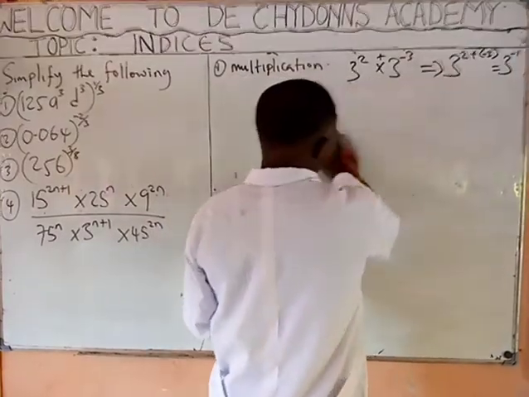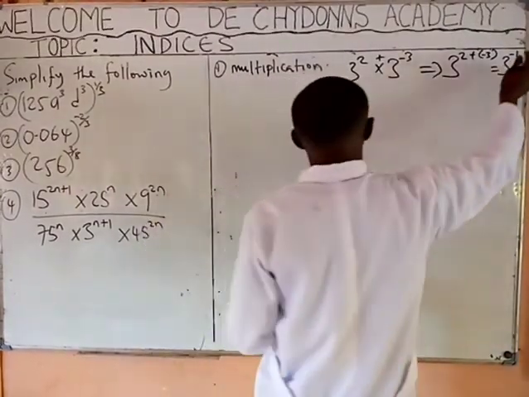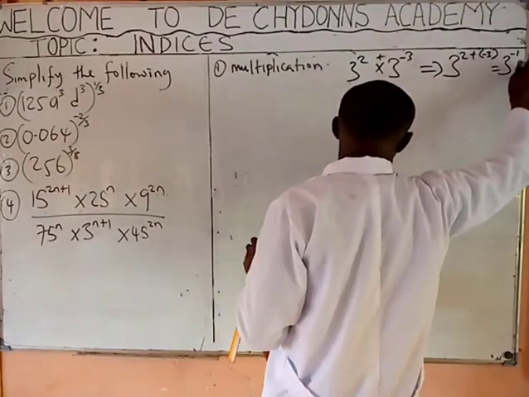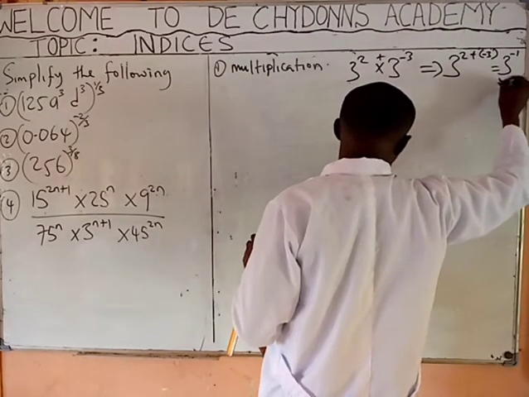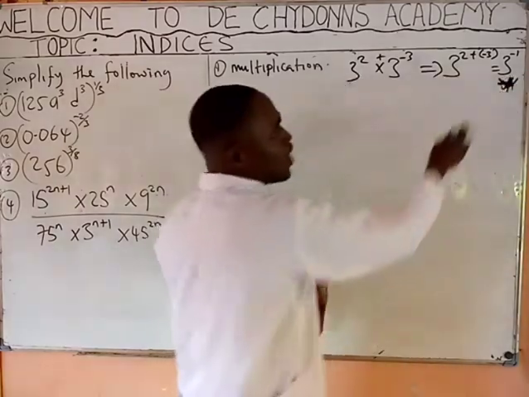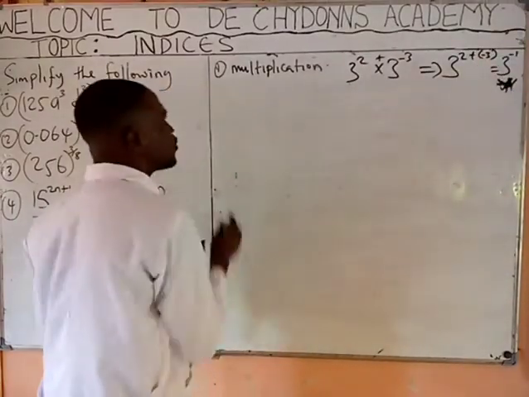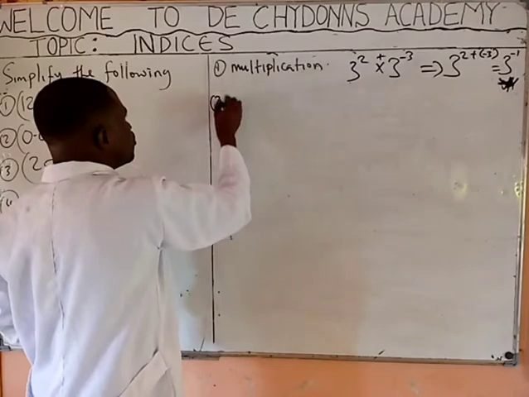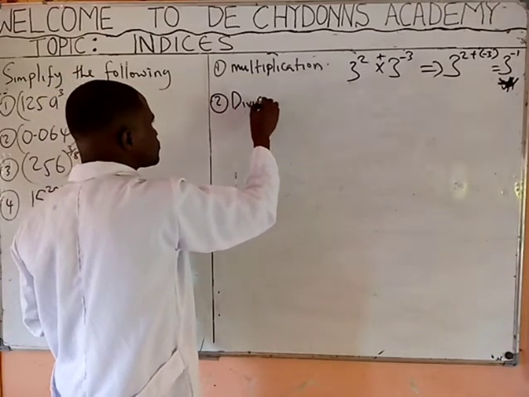Now, 3 raised to the power of minus 1, another rule of indices will still answer this question. We'll keep the answer pending. Another rule of indices will answer it. But let's proceed first. Number 2, division law.